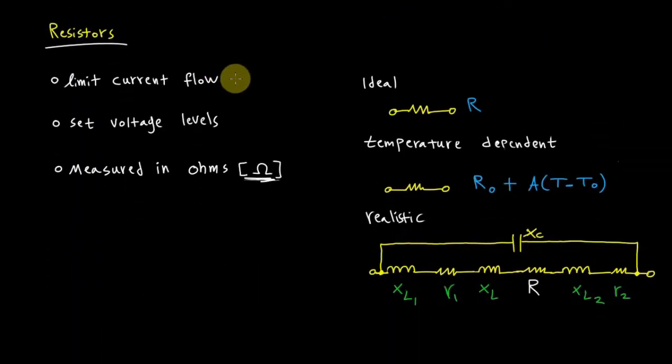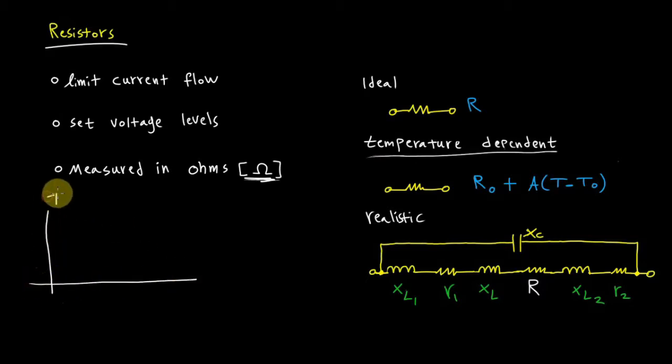So what do we know about resistors? We know that they're used mainly to limit current flow, to set voltage levels, and they're measured in ohms. Now, an ideal resistor, when you apply a voltage across its terminals, will give you a certain current. In this case, we have a temperature-dependent model. If you look at the IV characteristics of a resistor, ideally you have a straight line, but in reality you would have a more curved line, as shown here.